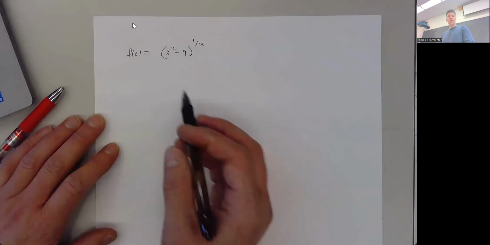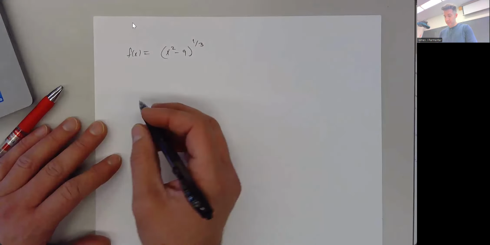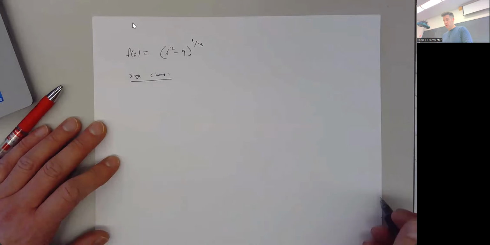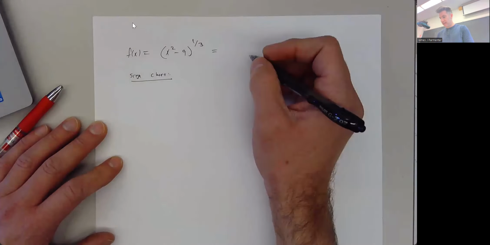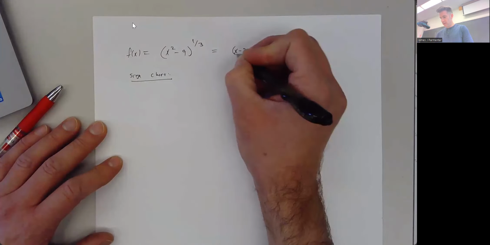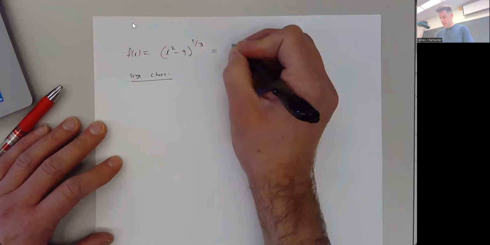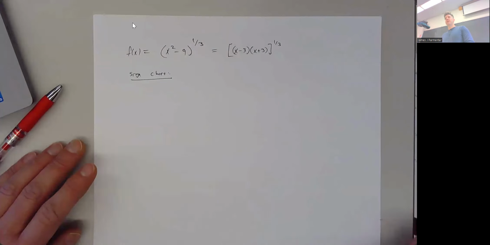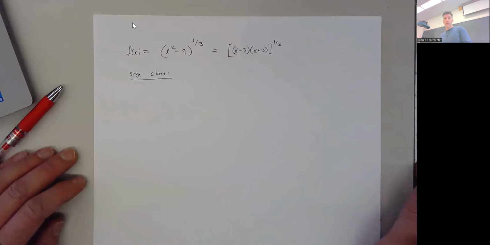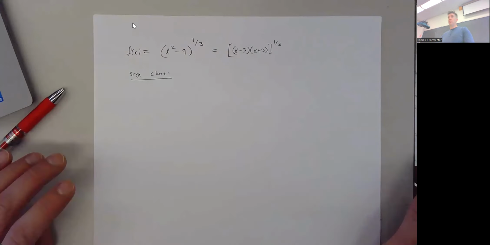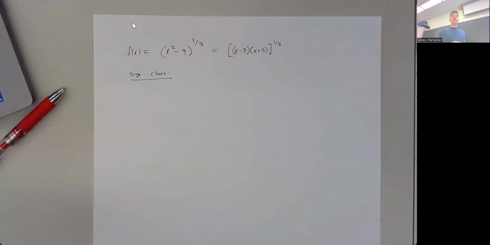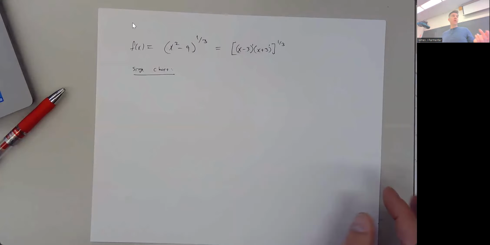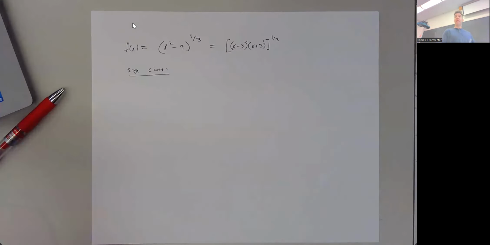So if I want to make a sign chart for f of x, because it's not terrible to make a sign chart for f of x, I want to factor this as much as possible. So I can factor the insides as x minus 3 times x plus 3, all to the 1/3 power. Roots get a little bit weird, but the thing I was going to say is that the sign changes when you go from one side of a root to the other side of a root if the factor it came from has an odd power. And the sign stays the same if the factor had an even power.